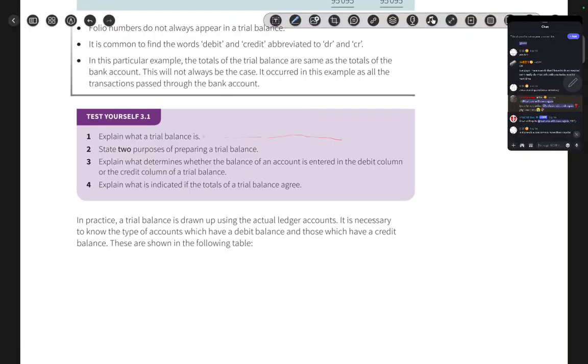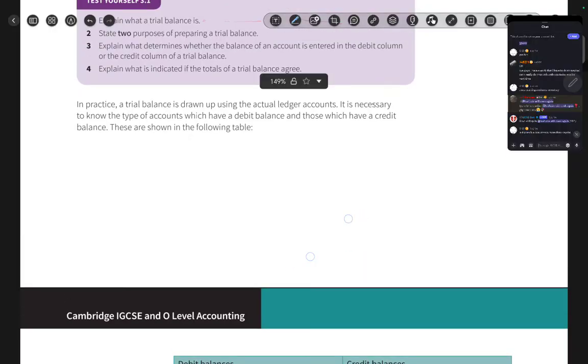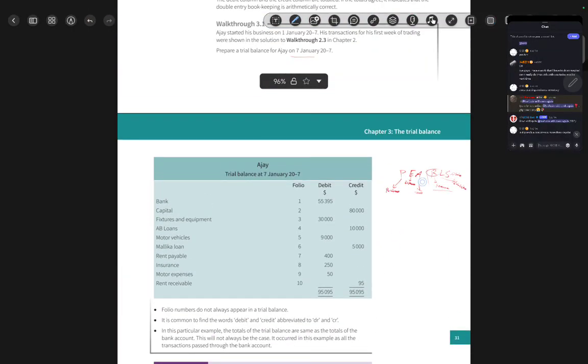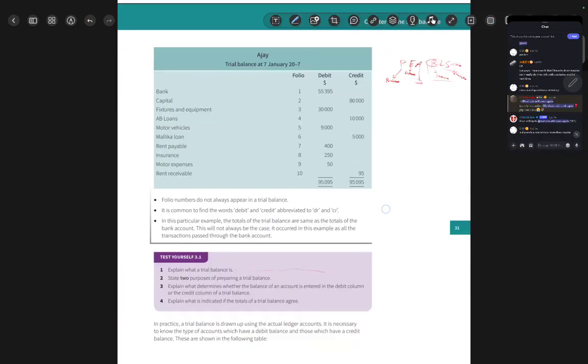Explain what determines whether the balance, whichever side is greater. Explain what is indicated if the total of a trial balance agree, that is, is arithmetically correct. If a trial balance, is it necessary to know the types which have a debit balance? Okay, now I used PEARLS to explain what comes on the credit side and what comes on the debit side.